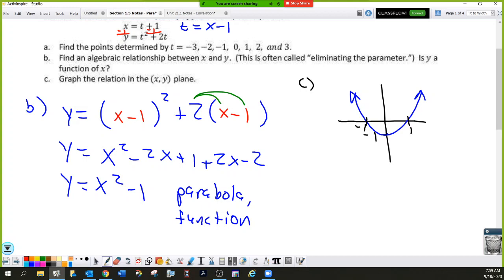We use parametrics a lot in trigonometry, graphing trig things that aren't functions. Like, I showed you the parent sine wave, right? If you use parametrics, you can make the sine wave go up and down. So that's what we use them a lot for, and you could eliminate the parameter using trig tricks. So we'll probably see it again later in the year.